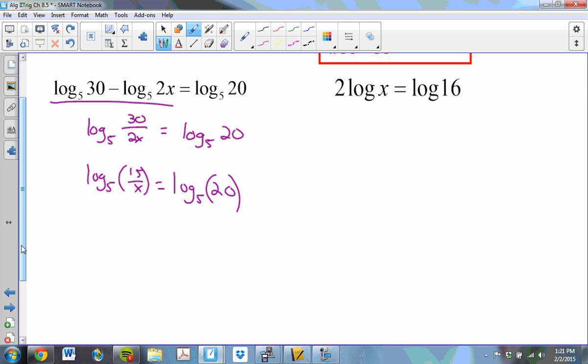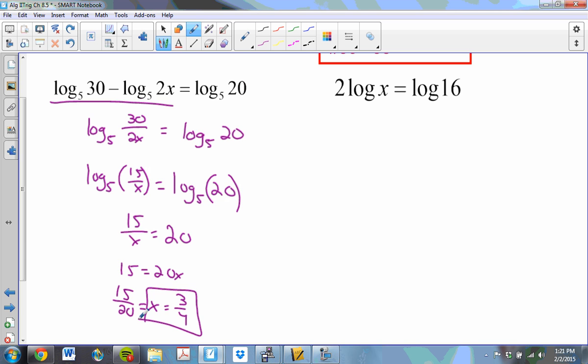Well, now that I'm down to one log on both sides, now I can just drop the logs. So I'll cross multiply, 15 equals 20 times x, divide both sides by 20, 15 over 20 equals x, and 15 over 20 is really 3 over 4. So x is 3/4. That solves that equation. Once you get it down to just one log on both sides, just drop the log and solve from there. Again, I've talked in the past about how you're really exponentiating, putting a 5 to both powers of these, but don't worry about that for now.